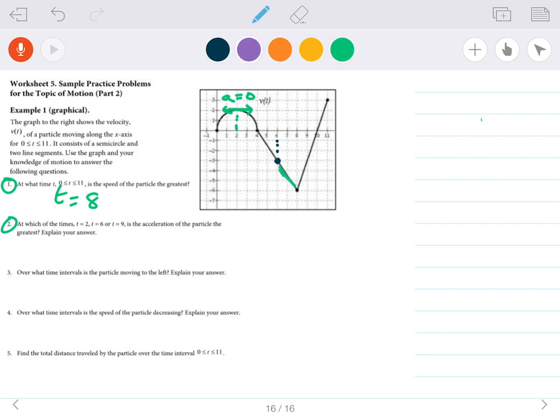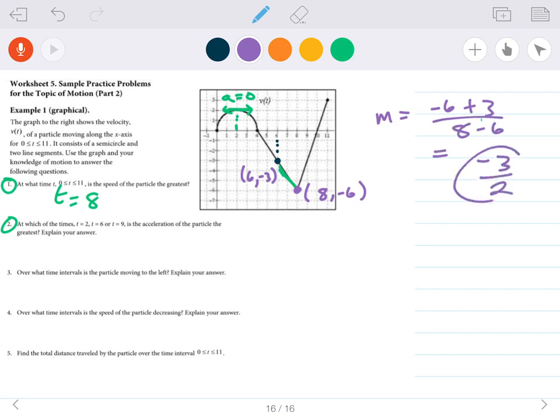Well, this point right here is (6, -3). And then this point down here is (8, -6). So using our slope formula, y minus y over x minus x, you know how we do. So there's our slope there. So here we have acceleration is -3/2.